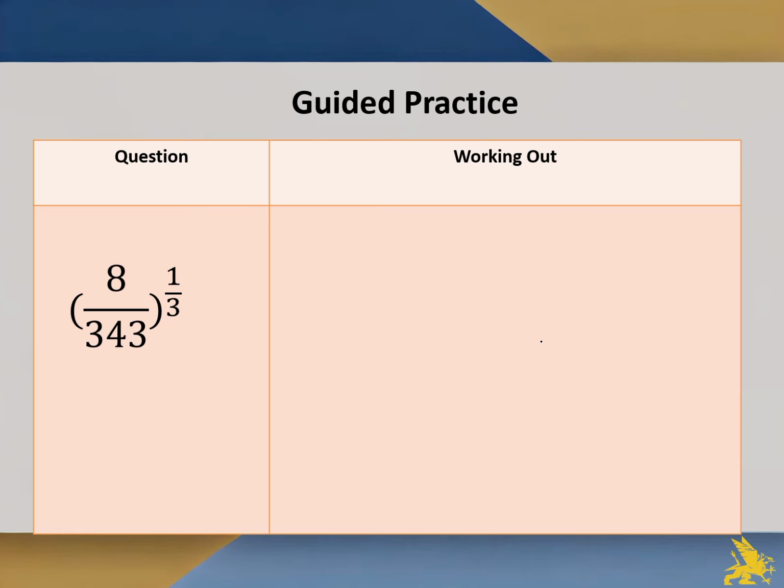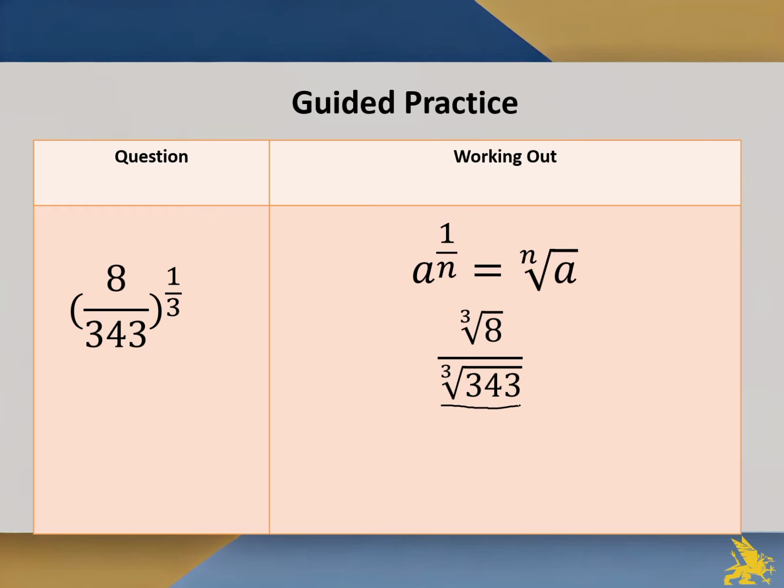If I've got 8 over 343 to the power of 1/3, we need to understand what rule we are using. We're using this rule right here, which I said before, if we have a power of 1/3, it's doing a cube root. So I've got the cube root of 8 over the cube root of 343. We know the cube root of 8 is 2, but for this one here, you need a calculator to do it, and it will give you 7. So we got 2 over 7.